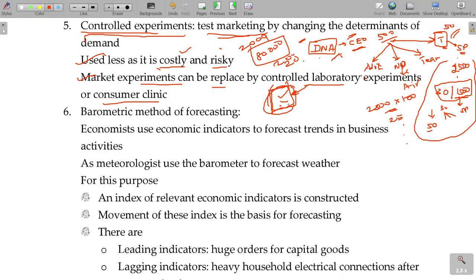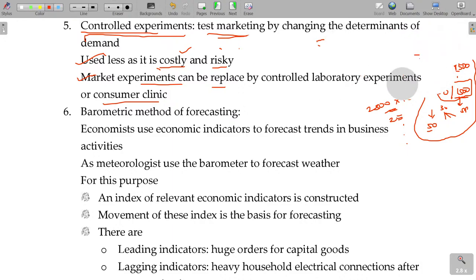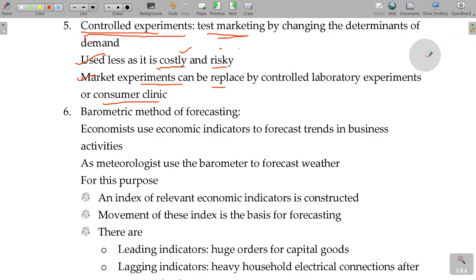He went and tried something and found that it is not working, and immediately he tried again here. So that's called a controlled experiment. I give the incident here to share, to understand what controlled experiments are. Test marketing by changing the determinants of demand: price, the product's shape and size, content, all these things. These are the factors determining the demand.